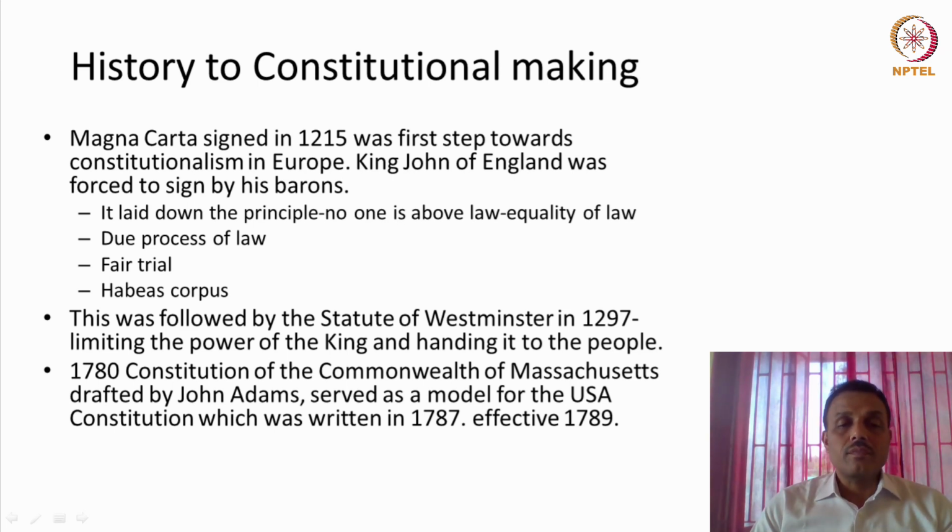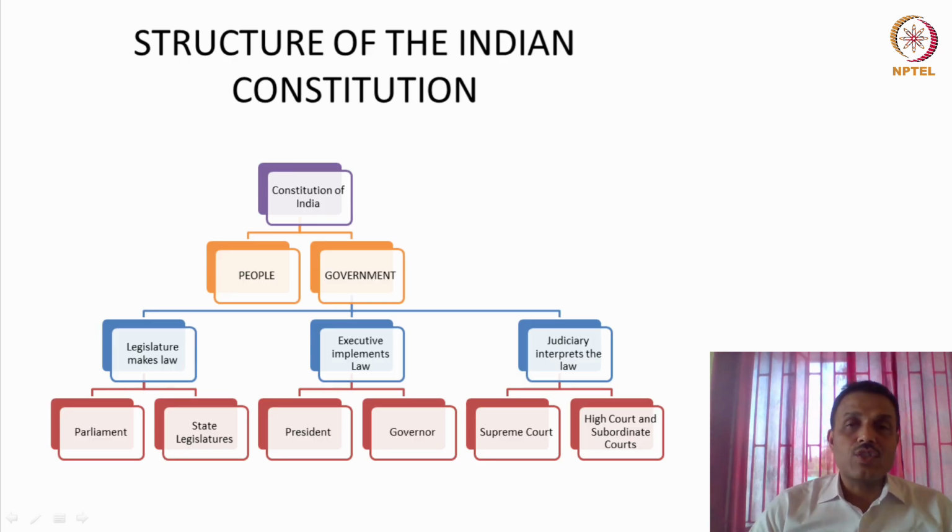Moving further, what is the structure of the Indian Constitution? You will notice that, broadly, this is how it looks, especially in terms of the public administration structure that the Constitution lays down. Of course, what is the Constitution for? As I told you in the past, it is for people and the government. Of course, we have the legislature, executive and judiciary. The roles of the three organs of the government have been very clearly stipulated.